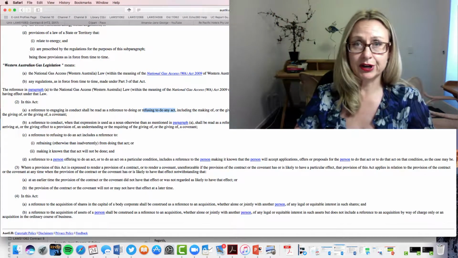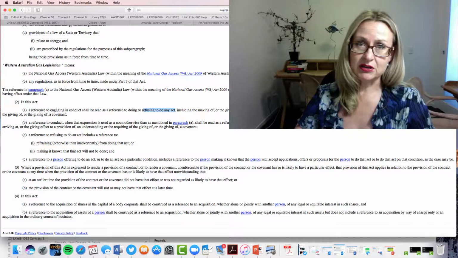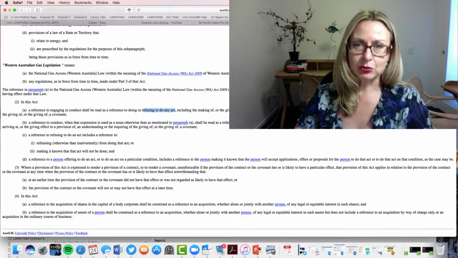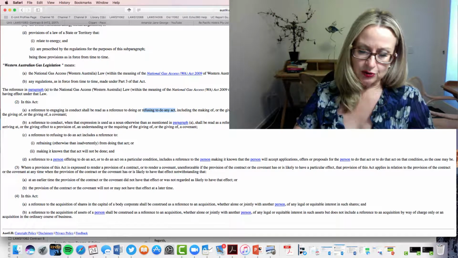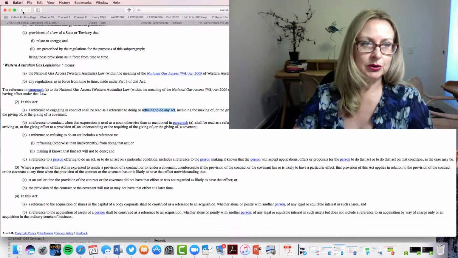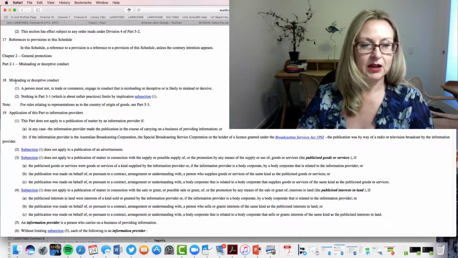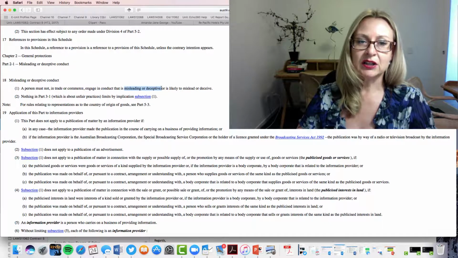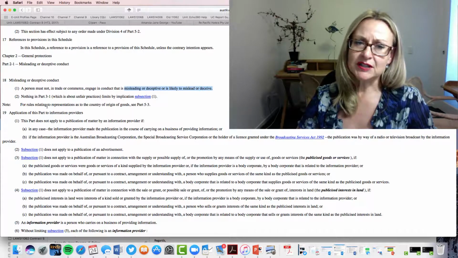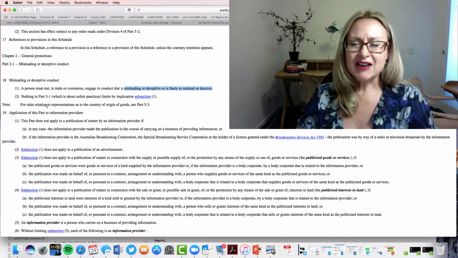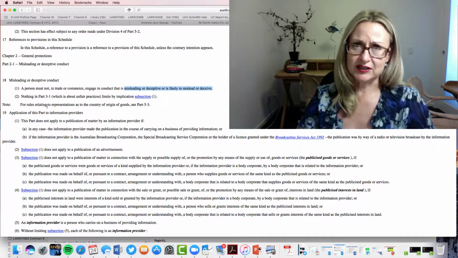This, of course, has some bearing on whether silence will be capable of constituting an actionable misstatement for the purposes of section 18. We'll talk about that in just a minute. So the next thing, if we go back to the Australian Consumer Law: we've engaged in conduct. What is the conduct that has to be engaged in? It's either misleading or deceptive, or likely to mislead or deceive. The thing I want you to take away from that is that you don't have to actually show that anybody was misled or deceived. It's sufficient that the person was likely to be misled or deceived.